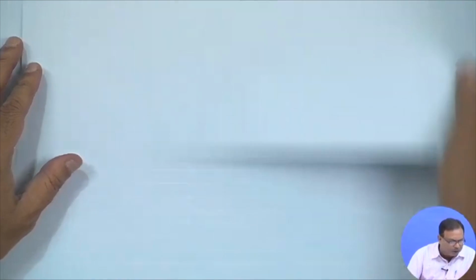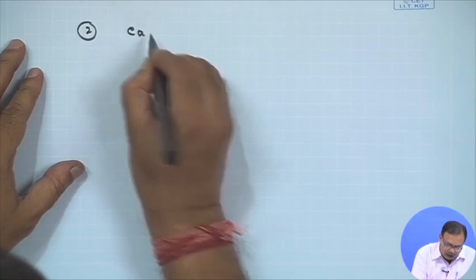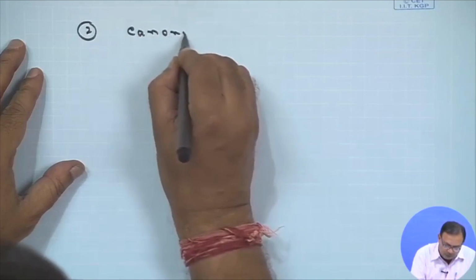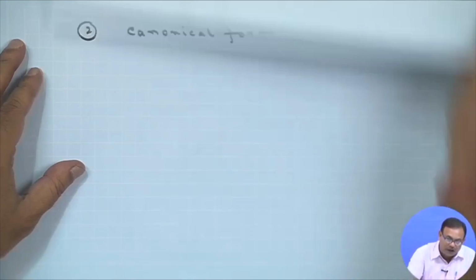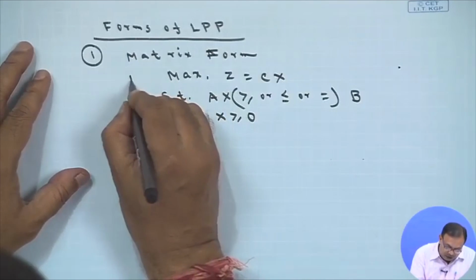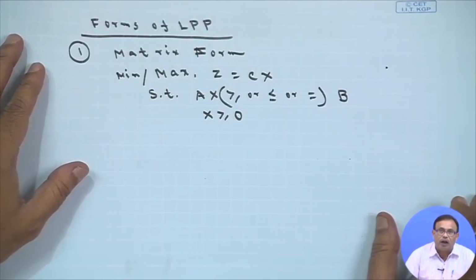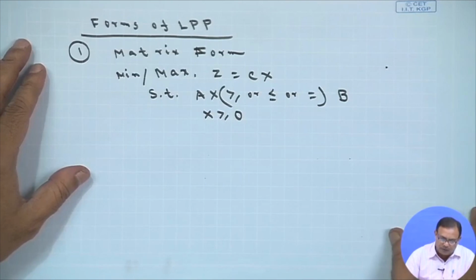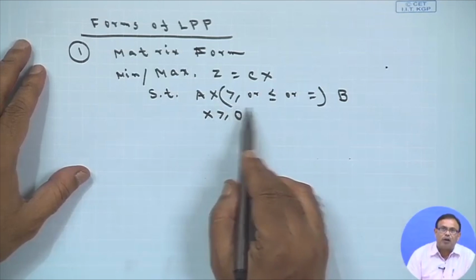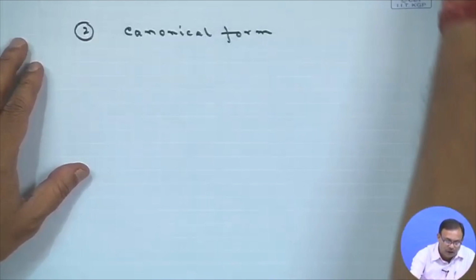From this matrix form, we come to the second form, which we call the canonical form. Whenever I am writing the matrix form, please write minimum or maximum here, because your initial problem may be a minimization problem or a maximization problem, subject to Ax greater than equals or less than equals or equals b, and x is greater than equals 0.